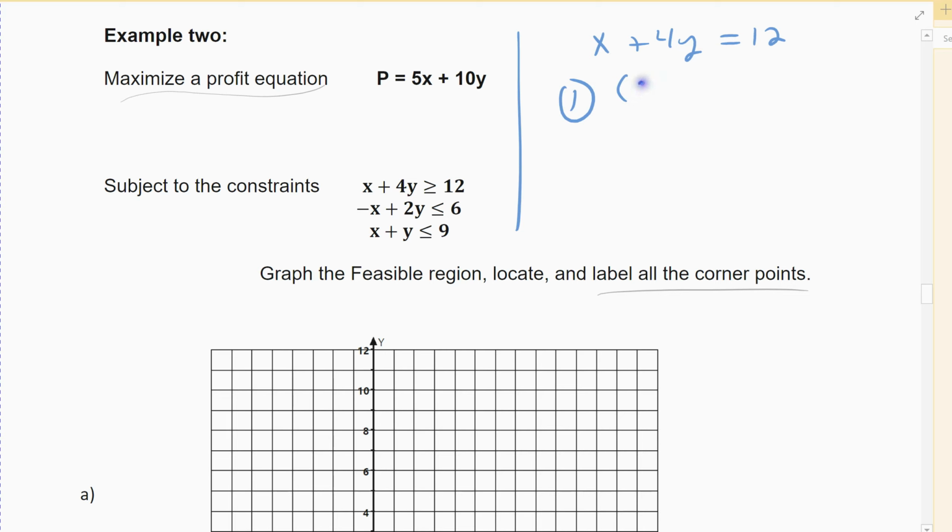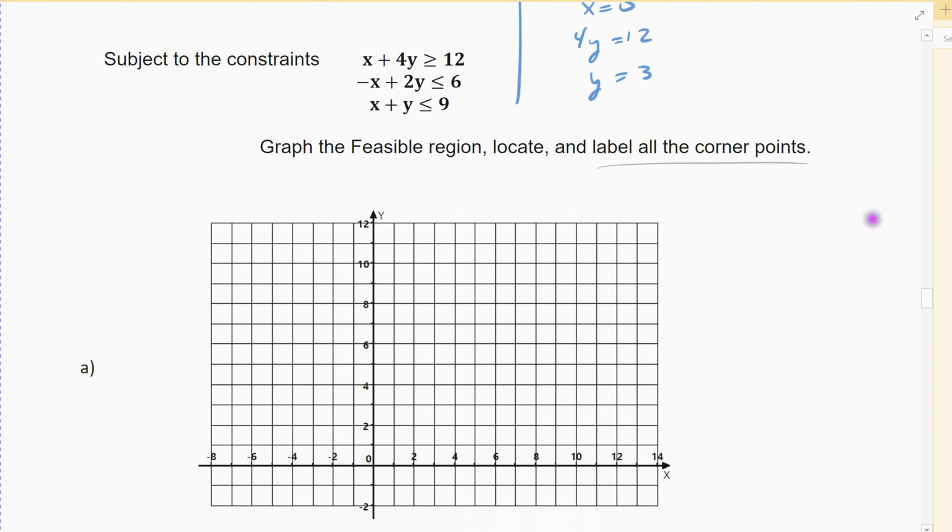So I'm going to find 0 for the x and 0 for y. When x equals 0, I get 4y equals 12, and so y equals 3. And when y equals 0, that one's easy. That zeroes out and leaves me x equals 12. So there's the points I'm going to use for my first line. And then I'm also going to do my test so I know which side to shade on. Actually, I'm going to graph it, then I'll do my test. So I'll graph my line first.